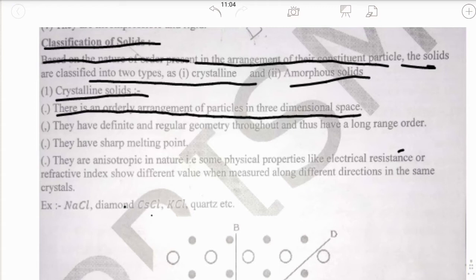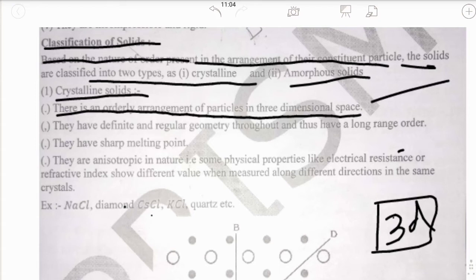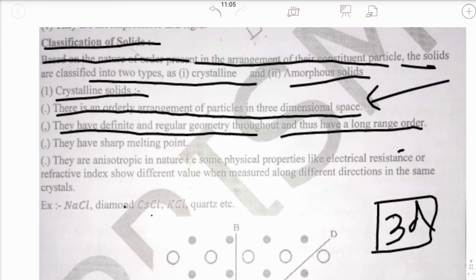Have you seen sugar particles? Sugar has a perfect structure. It has a three-dimensional structure and a perfect, definite, characteristic geometrical shape. This point explains there is an orderly arrangement of particles in three-dimensional space. They have definite and regular geometry throughout and thus have a long range order. Sugar has a perfect, regular geometry.